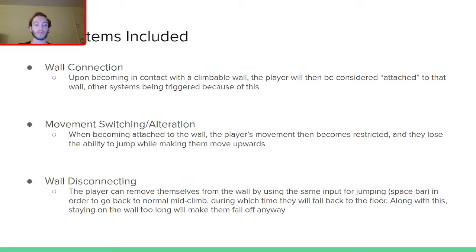Which brings us to the third main system of it, which is the wall disconnect. So you'd be able to remove yourself from the wall by using the same input for jumping, in which case it would normally be spacebar, in order to go back to normal. But within any point of you being on the wall, you could be just starting, you could be mid climb, you could be almost at the top, anything.